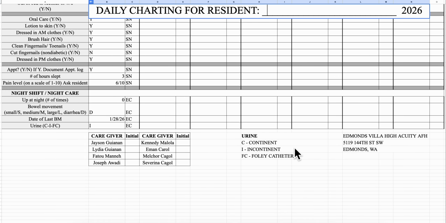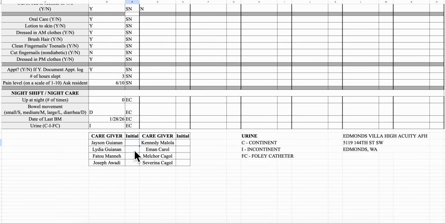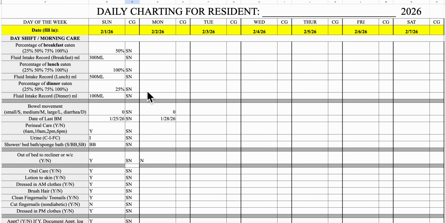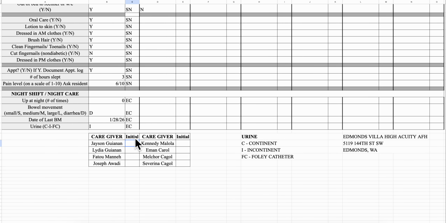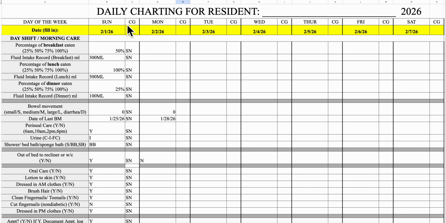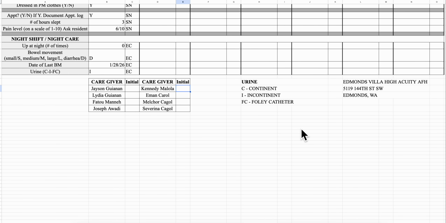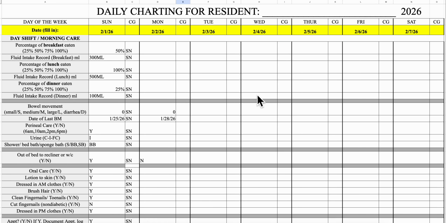I hope this video helps and makes sense. Down here, everybody will put their initials. Just because everybody has such a different handwriting, it will be easier to track who documented what, whose initials match the initials down here. So this is mandatory for everybody to initial down here, and then keep charting throughout the week. Let me know if you have any questions or need any further assistance regarding this new charting. Thank you. Bye-bye.